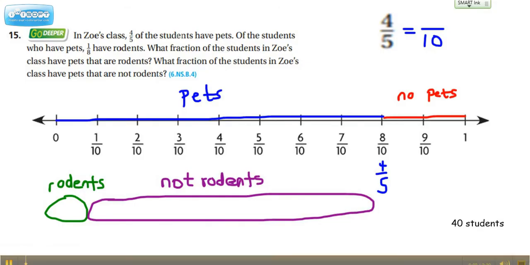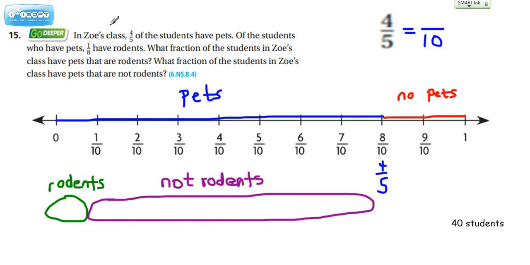We're taking a look at question number 15. In Zoe's class, 4/5 of the students have pets. Of the students who have pets, 1/8 have rodents. What fraction of the students in Zoe's class have pets that are rodents? What fraction of the students in Zoe's class have pets that are not rodents?